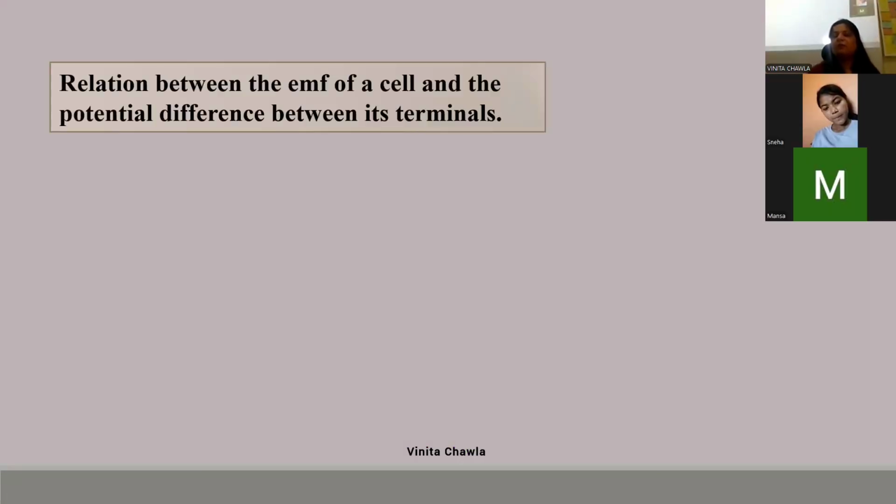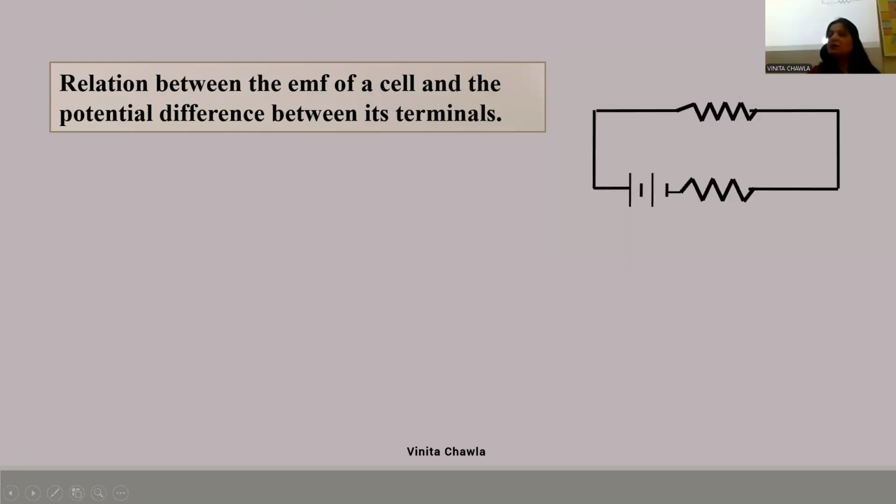Relation between the EMF of a cell and the potential difference between its terminals. So what is the relation between E and V? This is what we are going to do. So let's draw a circuit. In this circuit we have a battery of 2 cells and a resistor is connected here, and we have one resistor here. This resistor belongs to the cell. This is the internal resistance of the cell.